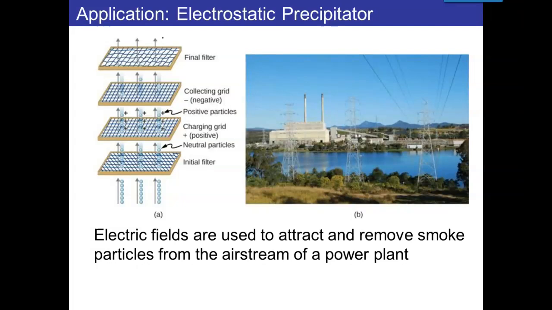So the idea is that you're precipitating out the particles using electricity, hence the name electrostatic precipitator. Okay, so that's one example of how you might use this technology to do something practical.